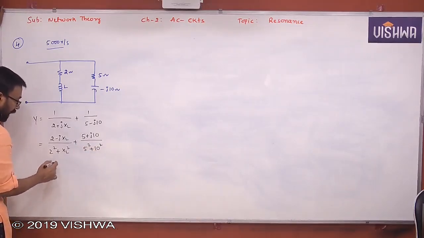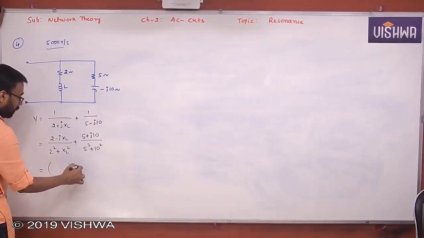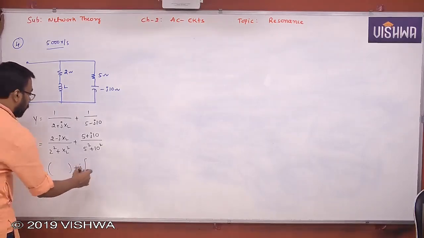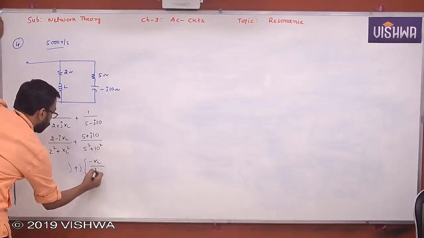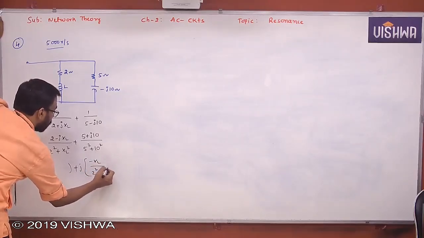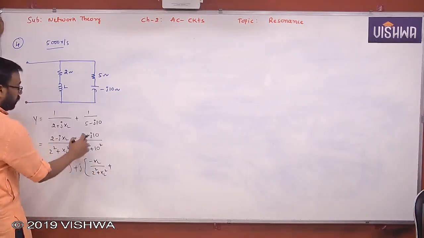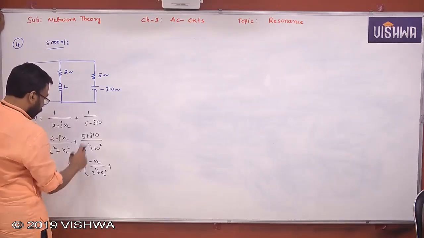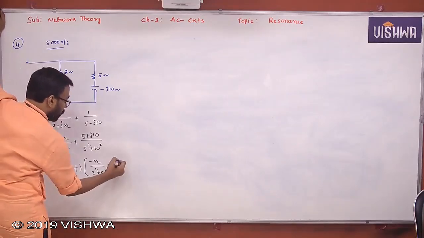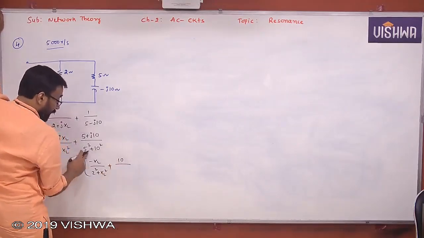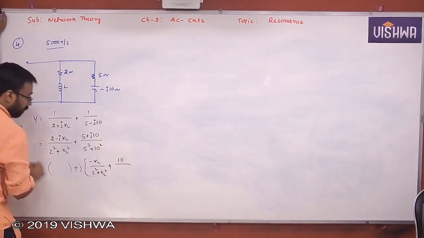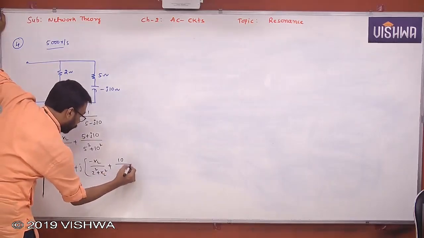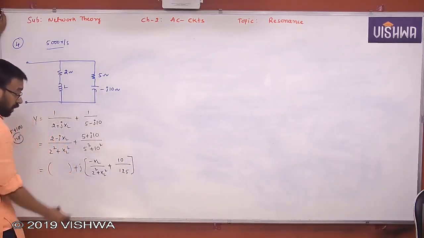Okay, so you have the imaginary part. What is that imaginary part? Minus XL by 2 square plus XL square, plus j, when you take common, 10 by 10 square plus 5 square. What is 5 square? 25 plus 100, 125. Right, so 10 by 125. That's it. You have to make it 0 now.